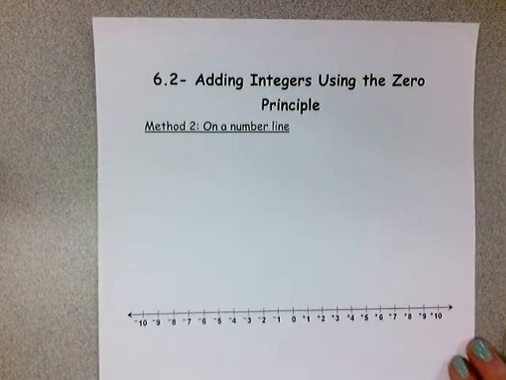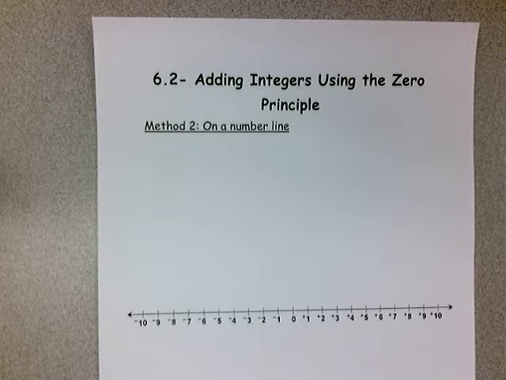Right, welcome back to the second part of our first lesson. So we're going to move on to our next method now, which is method 2 on a number line. So it's on the next page of your booklet. Make sure you're on the right page.